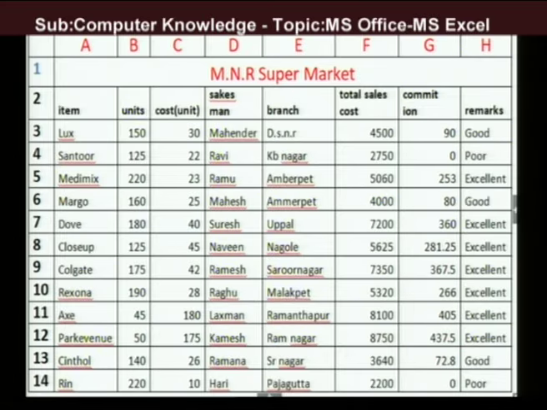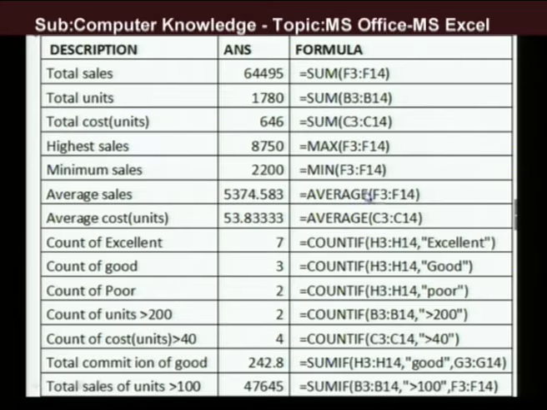Next, minimum function. What is the minimum value in this table? Minimum value also consists of total sales. So, F3 to F14. Totally the main concept is starting and ending ranges, implemented in minimum and maximum functions.